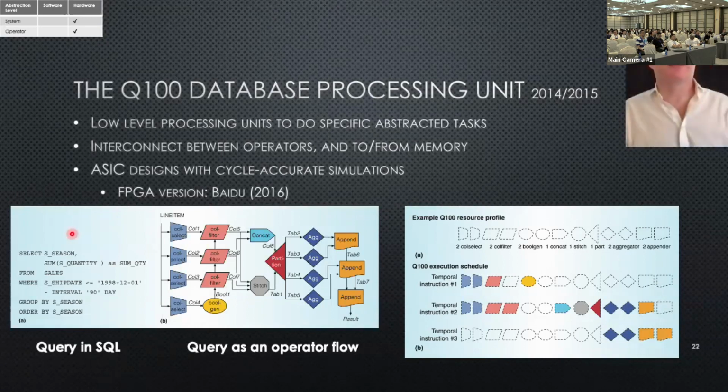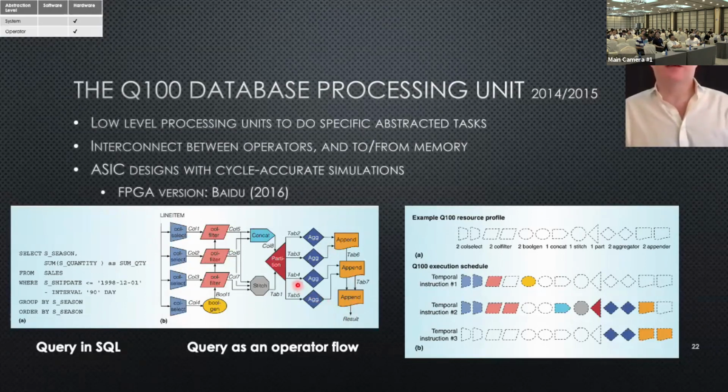The diagram at the bottom left here shows an SQL query and its translation into a flow in the Q100 system. The little boxes here, the nodes, are operators that the Q100 implements, and they are connected via an interconnect so that the data flowing out of one operator can flow into the input of another. By the end of this flow, we'll have the query result coming out here.